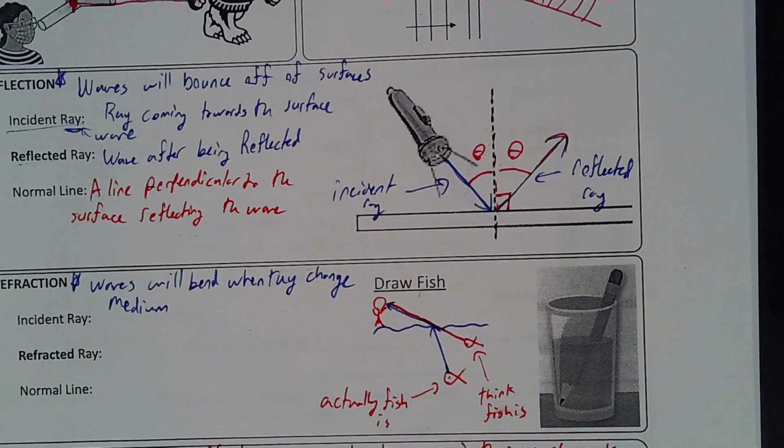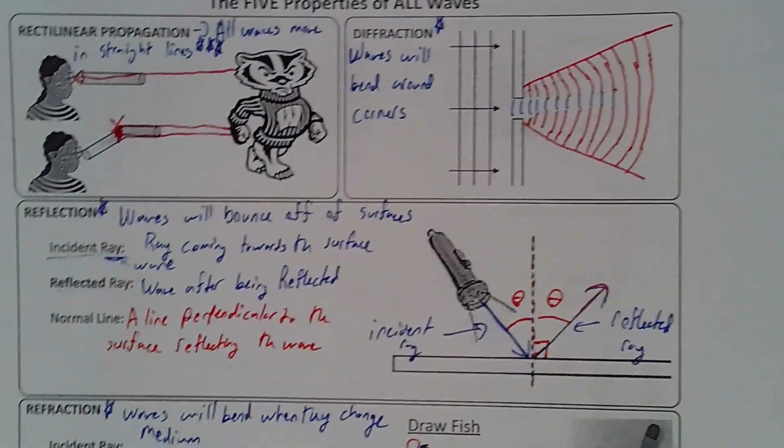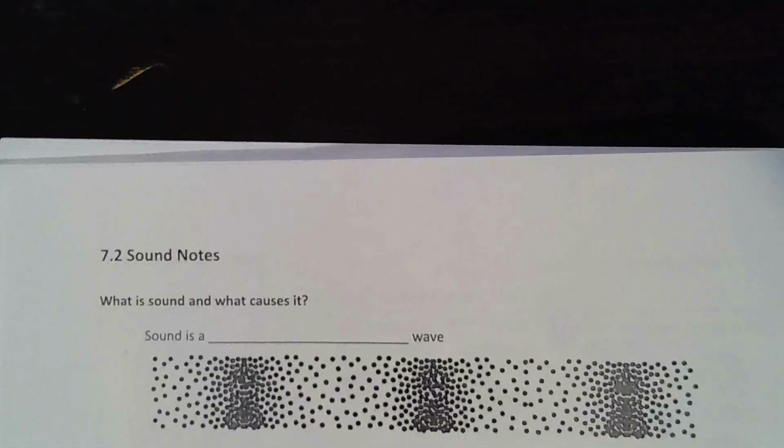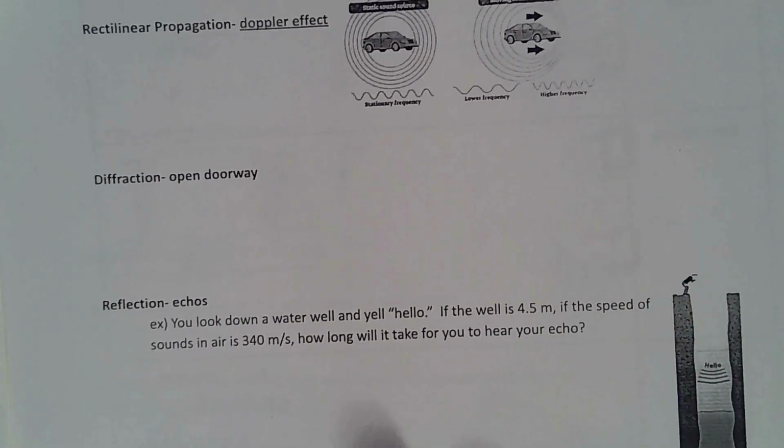Okay, so these are the 5 properties of waves. That's all we're going to touch on for this class. Next class we'll talk about sound, specifically some more things on sound, and then finally, how sound shows us all of these 5 properties of waves.